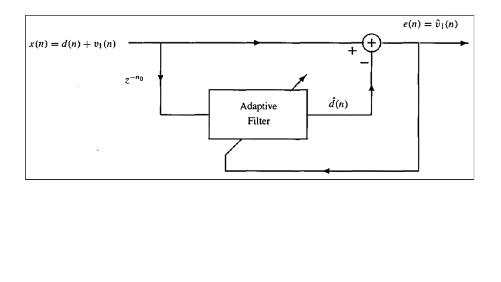v1 of n. And for an example of using this adaptive noise canceller without a reference, let us have x of n equal to, as usual, d of n added to v1 of n. So d of n, for example, is a sinusoid of frequency omega 0 equal to 0.05 times pi, and let us have the noise signal v1 of n to be of the autoregressive type, so AR of 1. Here we consider that g of n is a white noise with a variance of, for example, the value 0.25.